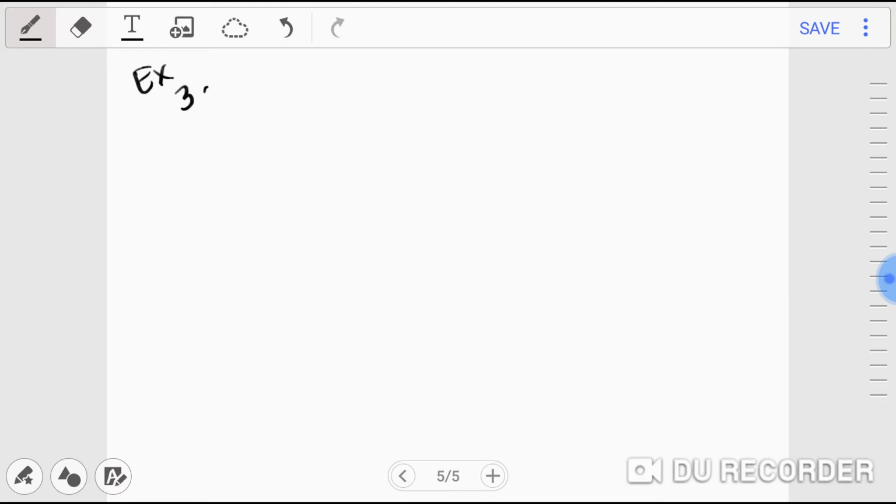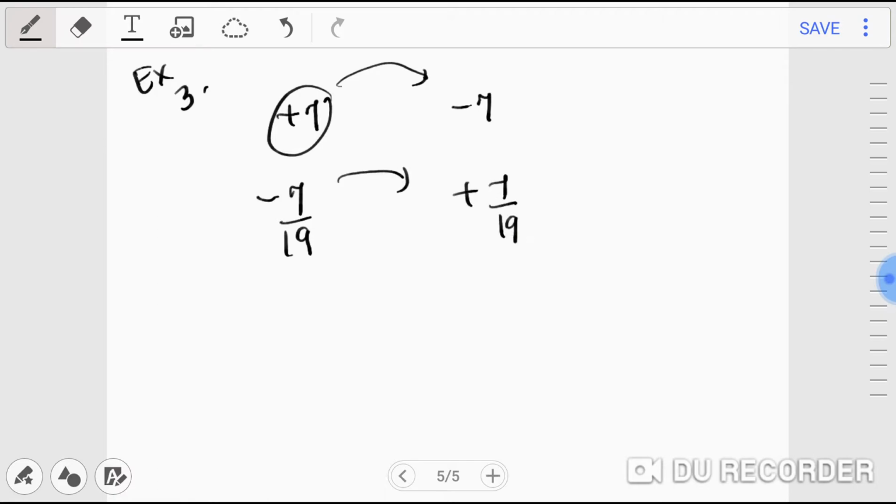Example number 3 says, write the additive inverse of the following. What do you mean by additive inverse? Suppose, my dear kids, if I am giving you a number plus 7, so its additive inverse will be minus 7. So you have to just change the sign. If I am giving you minus 7 upon 19, then the additive inverse will be plus 7 upon 19. If I am giving you 22 upon 112, if no sign is there, that means it is in plus. So the additive inverse will be minus 21 upon 112. Clear?